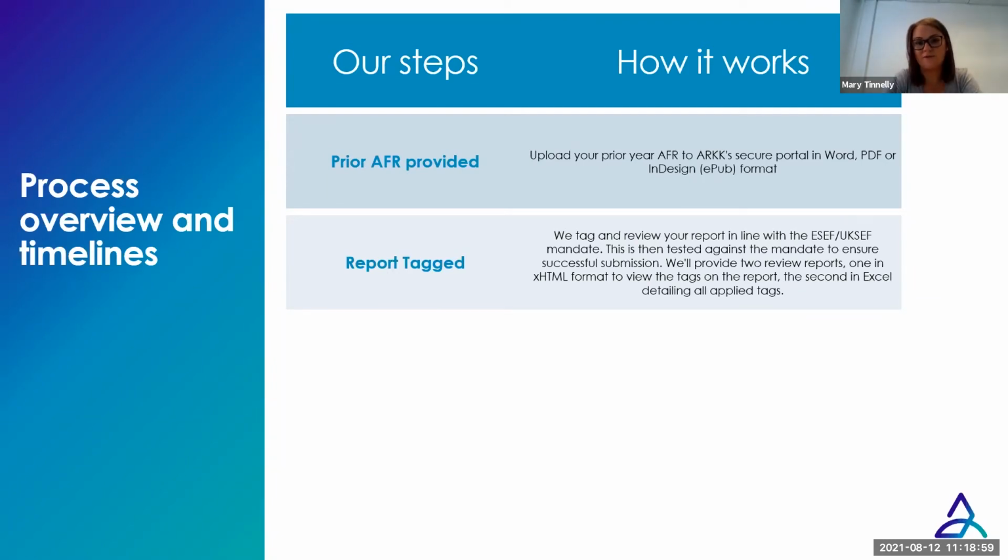It's fully tagged, it's reviewed by a senior member of the team, and then it's tested to ensure you will receive a successful submission. We will create 2 review reports for you. Colin's going to show you an example of those in a moment. One is an Excel report that details all the tags that have been applied and all the dimensions that have been applied to each tag. We'll also then create an XHTML report with an inline viewer. This is my preferred report to review. It's very user-friendly. It will look identical to your PDF, so you'll be able to see everything that has been tagged and untagged.